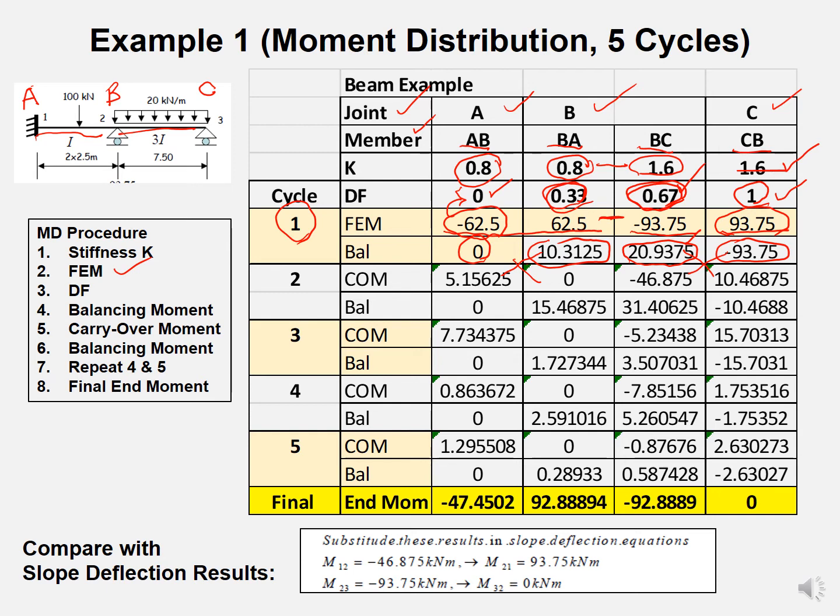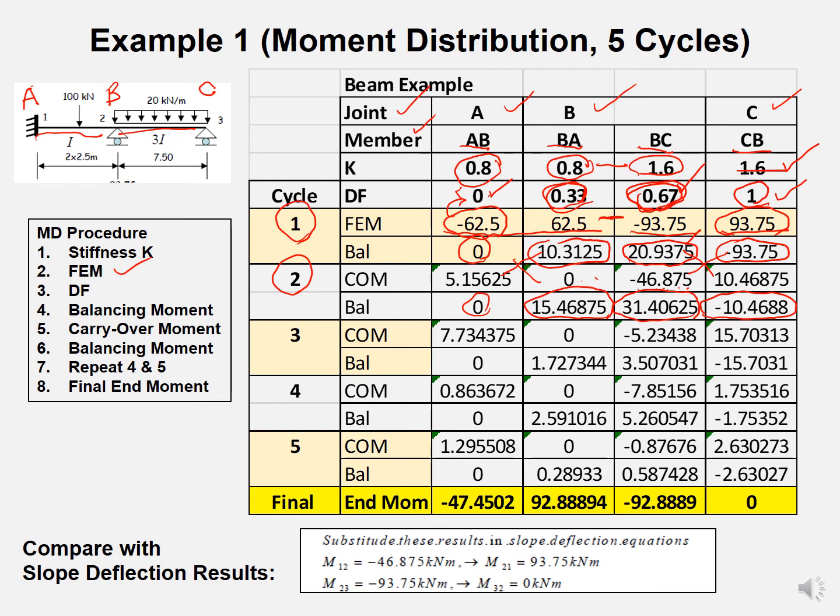So the unbalanced moment for AB is 5.15625. Apply the negative and multiply it by the DF. Again, it should be 0. For joint B, the unbalanced moment is 0 minus 46.875. So apply the opposite direction, 46.875 multiplied by 0.33, you will get 15.46875. And 46.875 multiplied by 0.67, you will get 31.4025. And for joint C, since this is a pin, we simply apply the same moment with opposite direction. That completes cycle number 2.